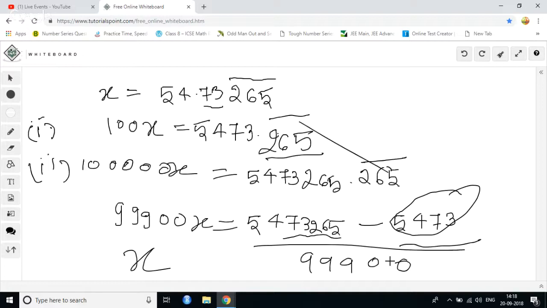And the denominator is pretty simple. The denominator is how many digits are inside the bar. So how many numbers are inside the bar? 1, 2, 3. So I have written 3 nines. Whatever number of digits are inside the bar, I'll write that many nines. And then the number of digits between the decimal and the bar. How many digits are between the decimal and bar? 1 and 2. So 2 digits are between the decimal and bar, so I have written 2 zeros here. So that's how you have to check this kind of question.